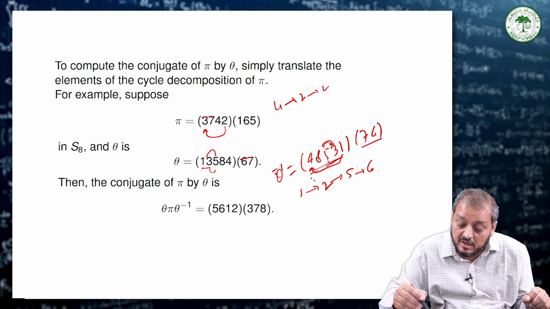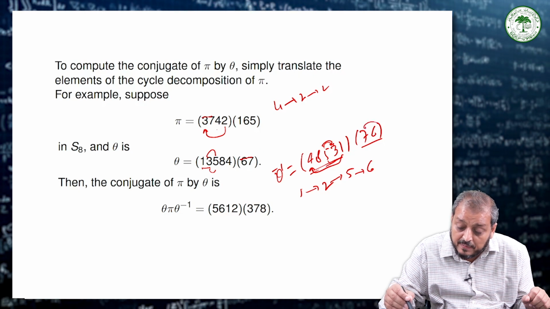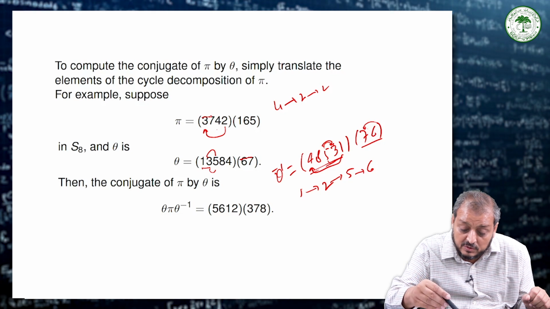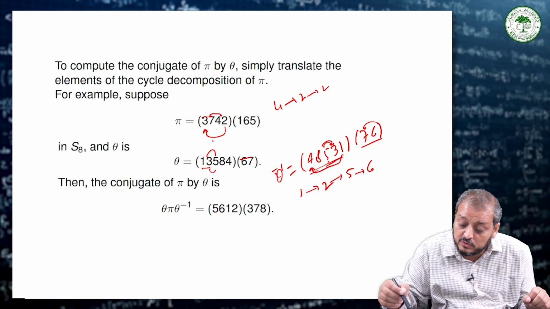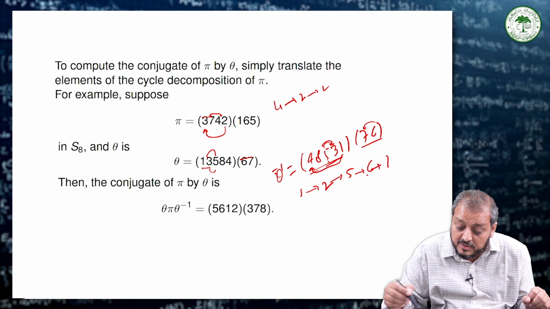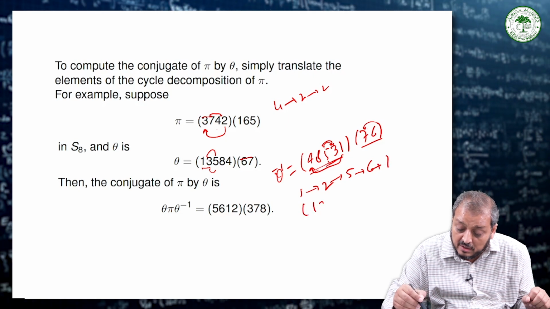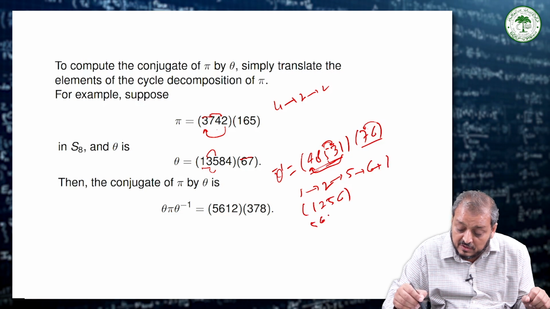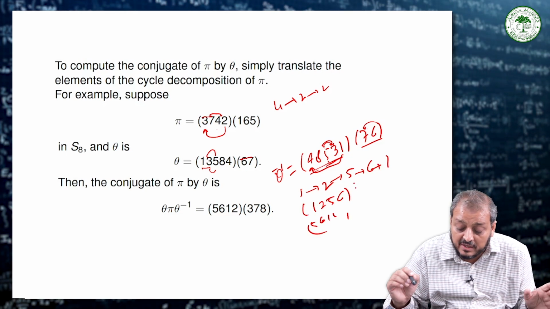Now 6 goes to 7, and by this 7 goes to 4, and then 4 goes to 1. So this is clearly 1 2 5 6. You can write it as 5 6 1 2. Clearly one cycle is this.